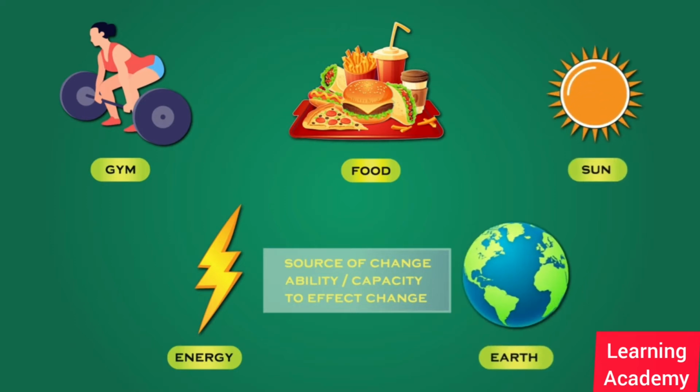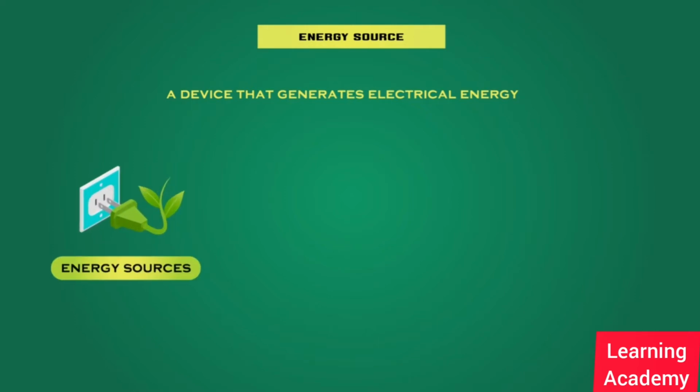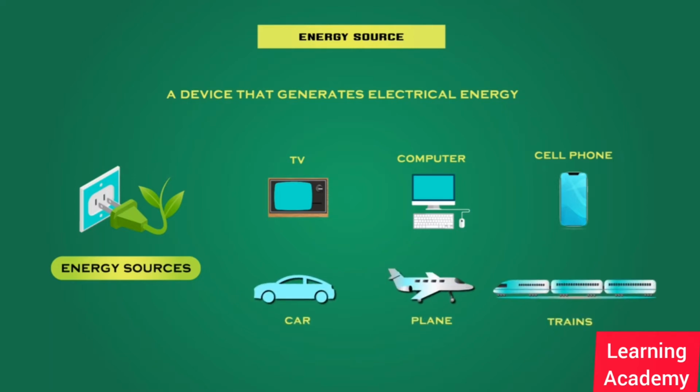The sun is the source of energy for most of life on Earth. In electrical terminology, an energy source is defined as a device that generates electrical energy. We use different energy sources to power our TVs, computers, cell phones, etc. We also use energy sources in cars, planes, trains, and many more.